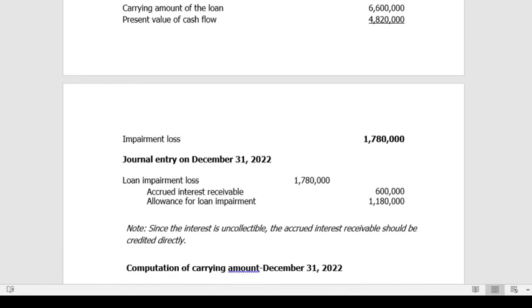Okay. You debit, and then you credit allowance for loan impairment, 1,180,000 for the balance. So, parang nagse-set up ka lang dito ng doubtful accounts. Remember, kapag bad debts expense, you debit bad debts expense and then you credit allowance for doubtful accounts. So, kapag impairment loss naman, you debit loan impairment loss and then you credit the allowance for loan impairment. In this case kasi, sinabi na yung 600,000 will not be collected. Kaya, i-eliminate na yung receivable account na yan.